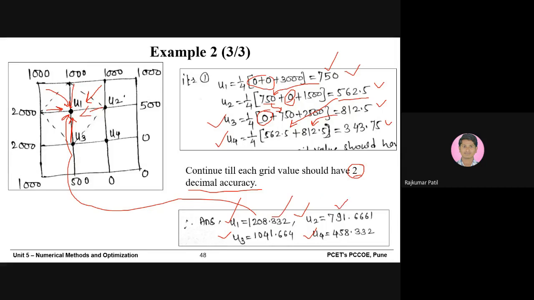Similarly, you can check for u2. Based on our assumption of between 500 to 800, our guess was correct. It is 791. Similarly, for u3, we were guessing that it should be between 1000 and 1500. So our guess was correct, and the value is 1041.664. Similarly, for u4, yes, our guess is correct. So this is how you can assume the values appropriately in order to minimize the number of iterations.